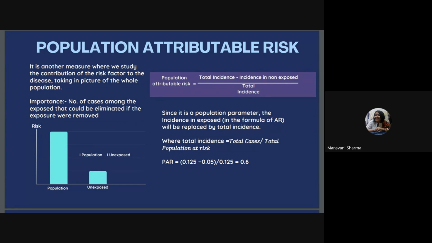60% population will be protected if people stop smoking.